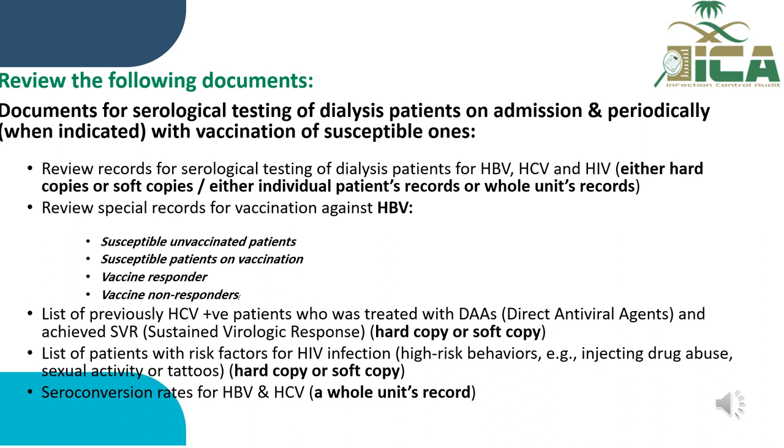Review the following documents. Documents for serological testing of dialysis patients on admission and periodically with vaccination of susceptible ones. Review records for serological testing of dialysis patients for hepatitis B, C, and HIV. Review specialist records for vaccinations against hepatitis B: susceptible unvaccinated patients, susceptible patients on vaccination, vaccine responders, vaccine non-responders. List of previously hepatitis C positive patients who were treated with direct antiviral agents and achieved sustained virologic response. List of patients with risk factors for HIV infection. Seroconversion rate for hepatitis B and hepatitis C.